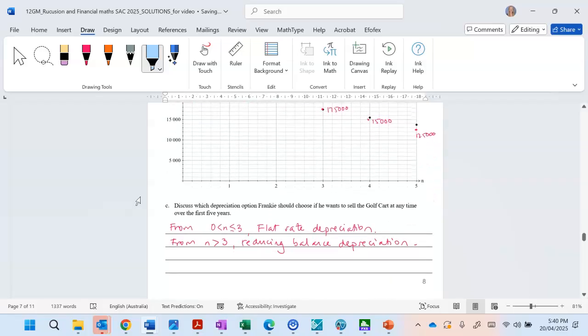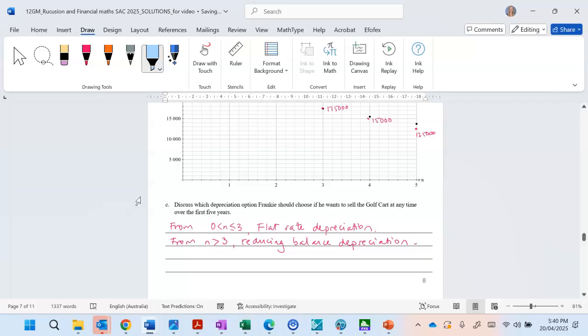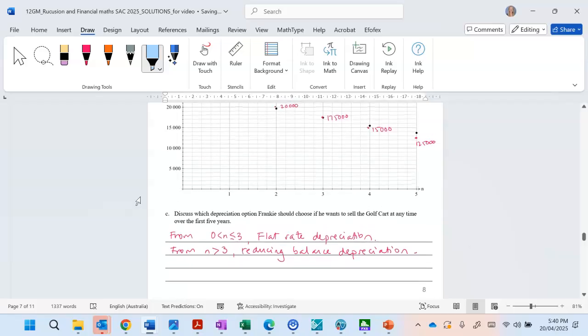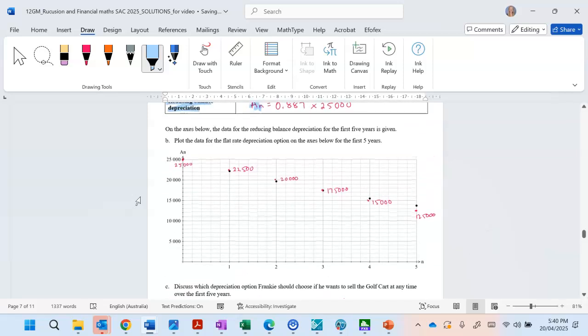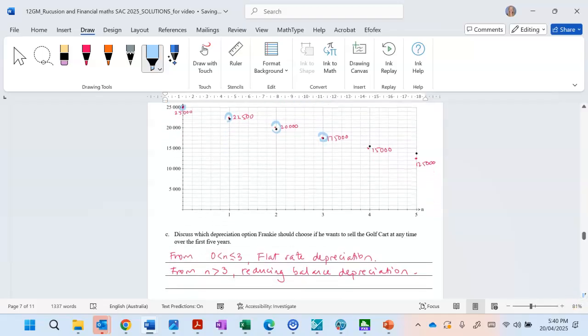All right, and then part C, discuss which depreciation option Frankie should choose if he wants to sell the golf cart at any time over the first 5 years. Obviously at the start they're the same, but the flat rate is slightly higher for the first 3 years after he bought the golf cart. So you'd use flat rate depreciation, and then from then on you would use reducing balance, because if you're selling something, you obviously want it to be worth more.